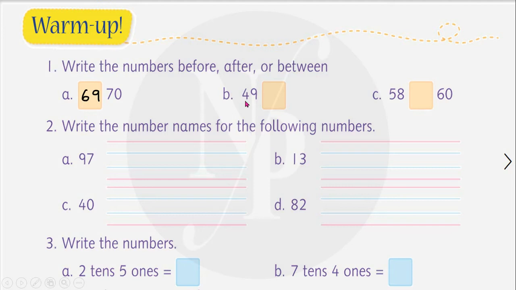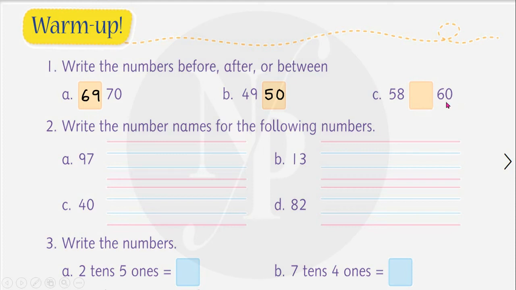B. 49 and then a blank box is given. We have to write the number that comes just after 49, that is 50. Write 50 in this box. 50.